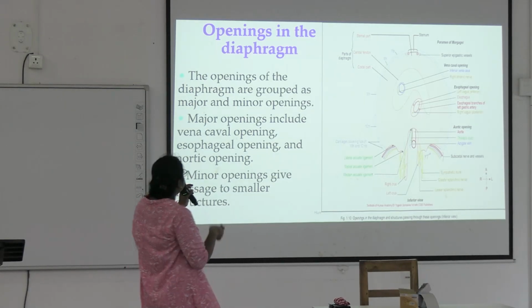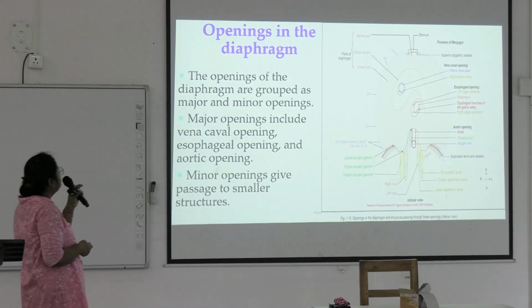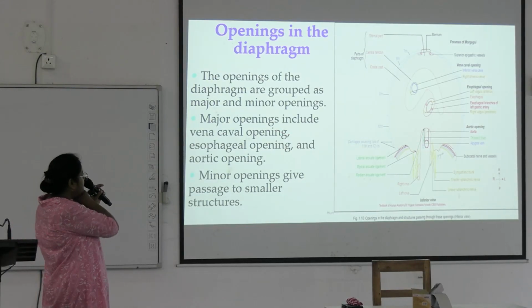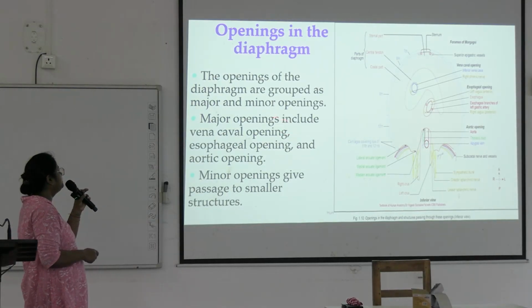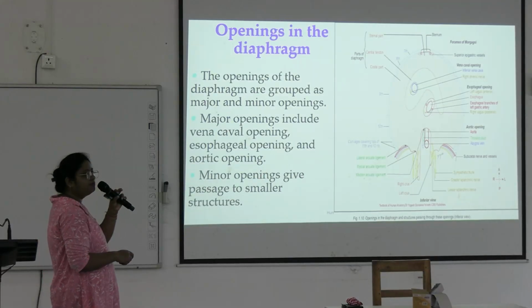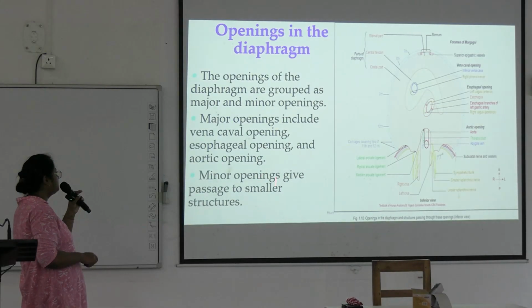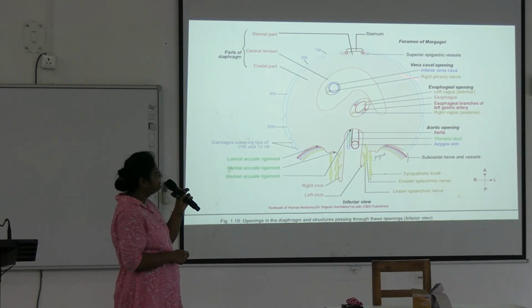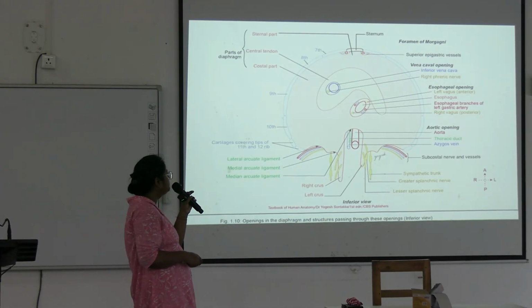Next, openings in the diaphragm. Openings of the diaphragm are grouped as major openings and minor openings. Major openings include the vena cava opening, esophageal opening and aortic opening. And minor openings give passage to smaller structures. Okay, so we have discussed the different structures passing through different openings.